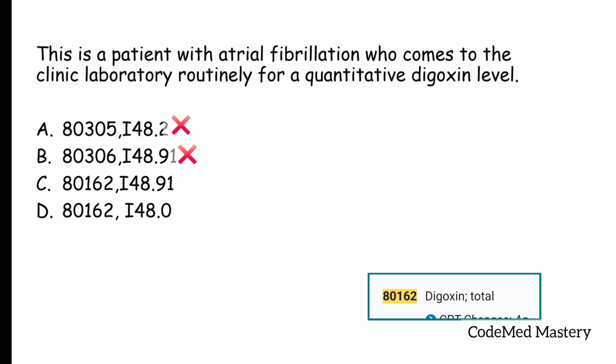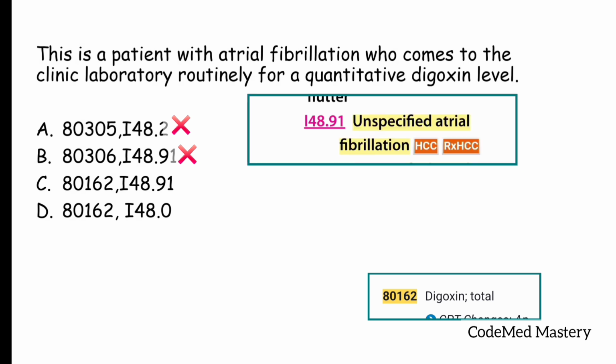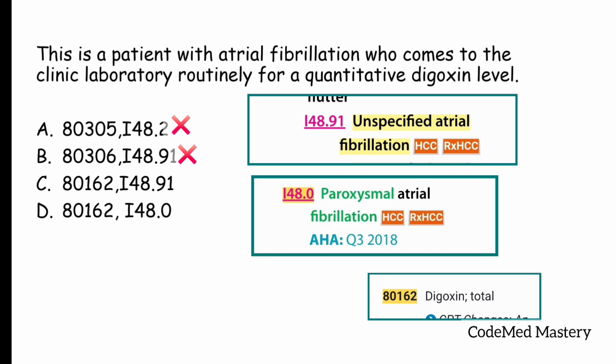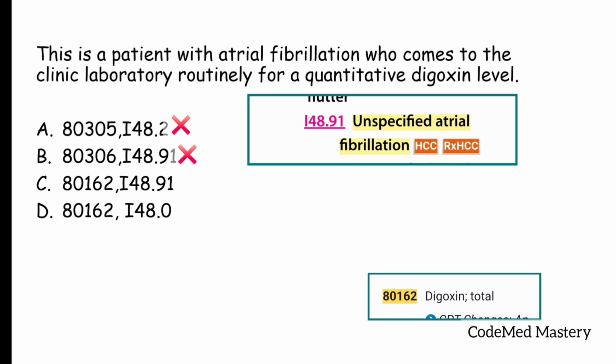Now we have to choose between the ICD codes, that is I48.91 or I48.0. I48.91 is for unspecified atrial fibrillation. I48.0 is for paroxysmal atrial fibrillation. In the question, they have mentioned patient with atrial fibrillation. Therefore, the appropriate code will be I48.91. The correct answer will be option C.